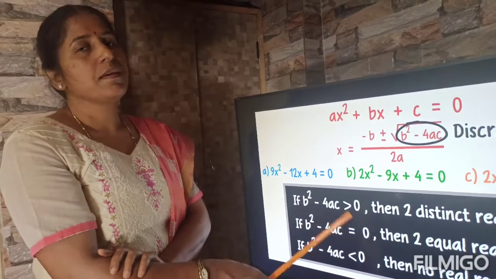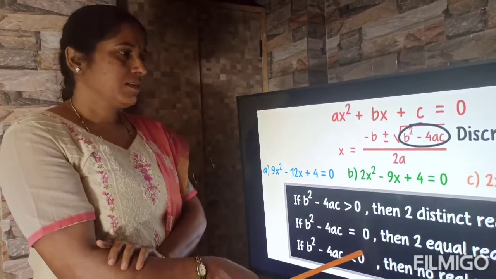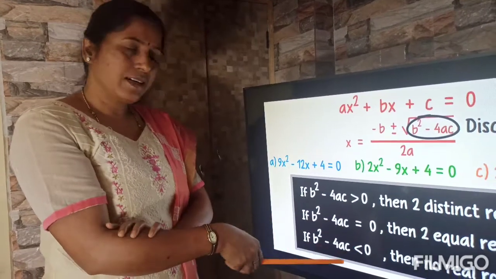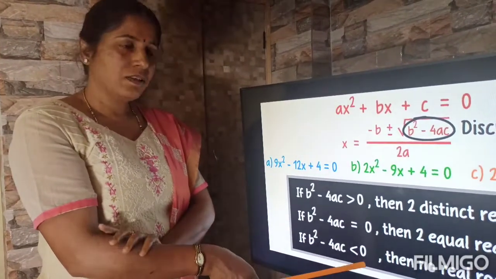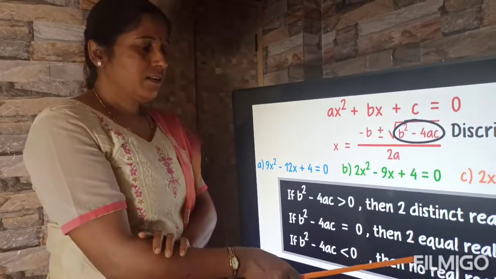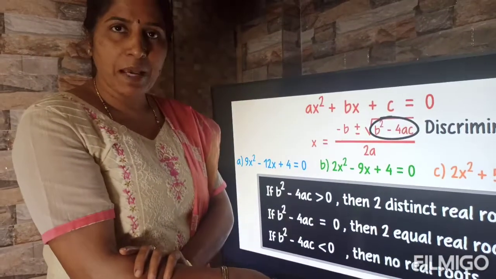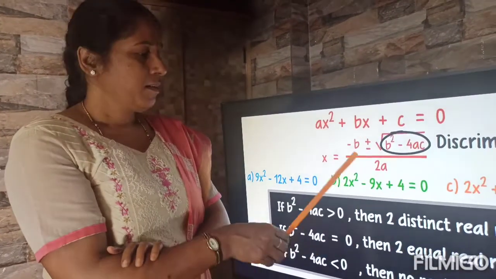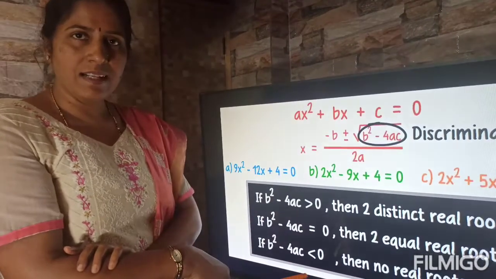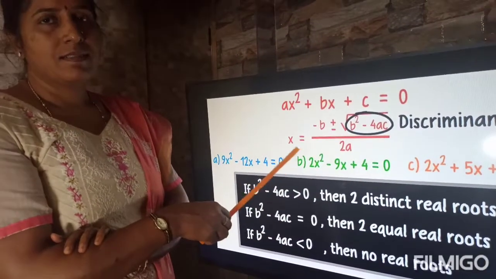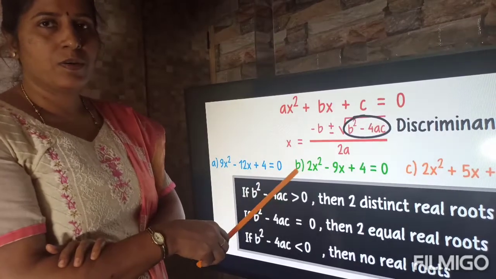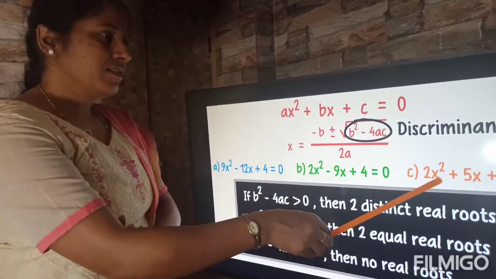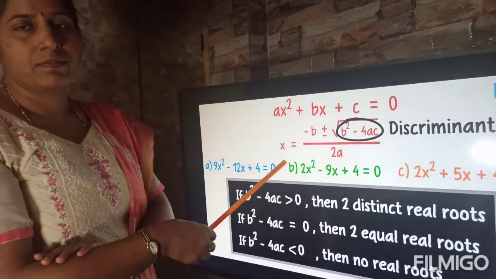Less than 0 means any negative number we get by solving the discriminant. Delta value will be less than 0, or any negative result. Then that is called imaginary roots or not real roots. We have to remember these three conditions, then we can say the nature of the roots. Now we will find the nature of the roots for these equations one by one.